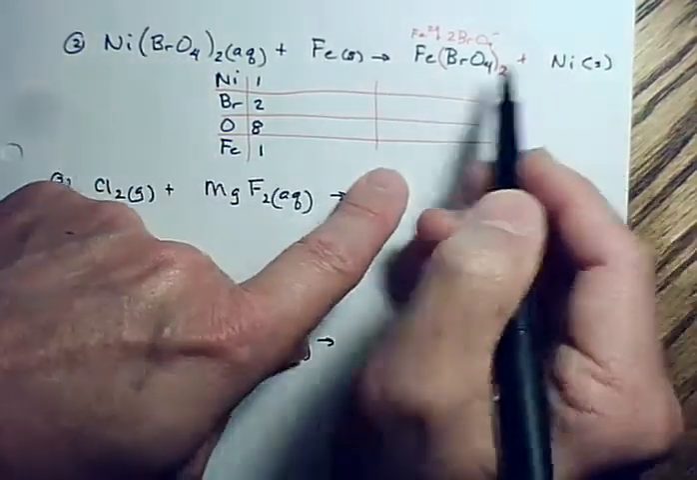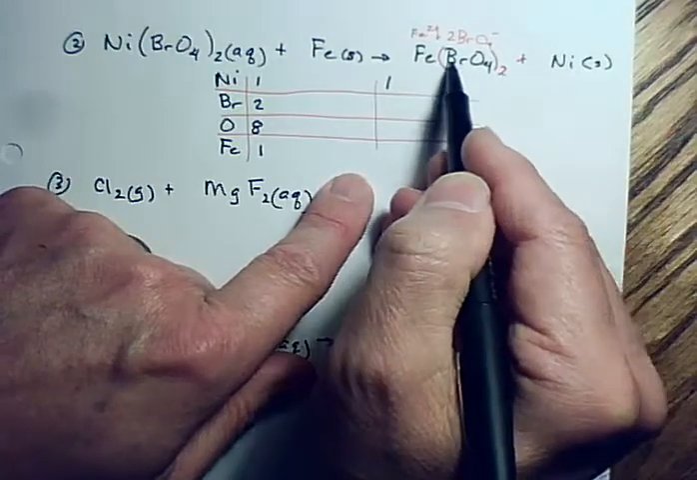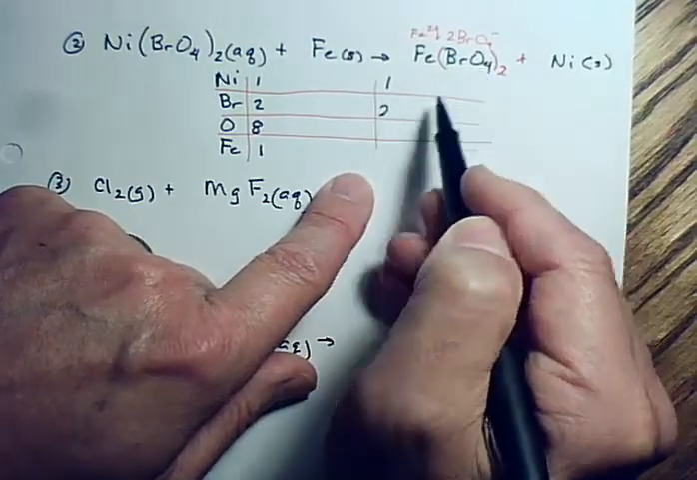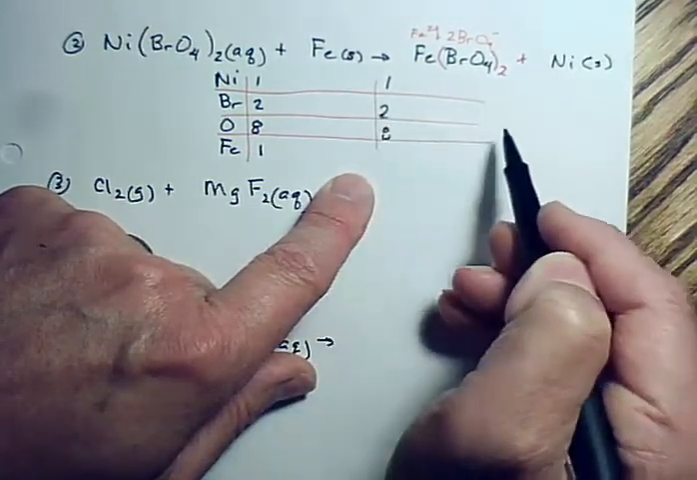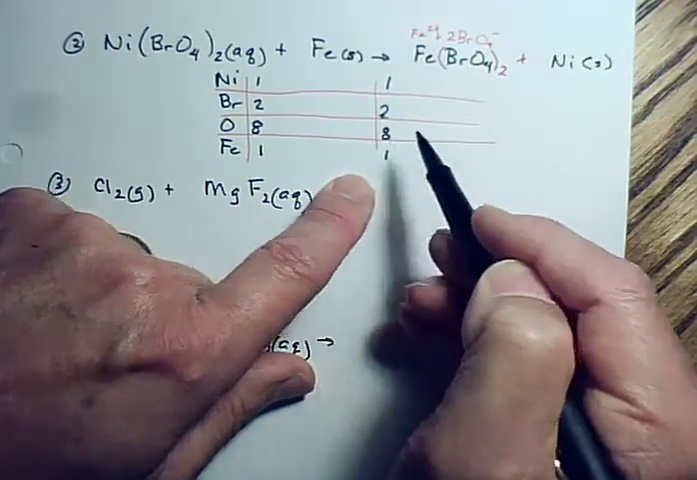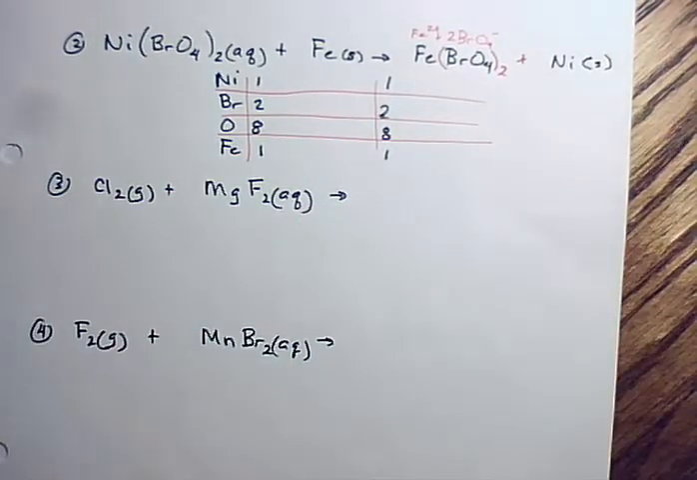On the right-hand side, I've got 1 nickel. I've got 2 bromines, I've got 8 oxygens, and I've got 1 iron. So it's balanced. But you have to show me it's balanced, because like all good Missourians, we expect you to show me. Okay? All right.